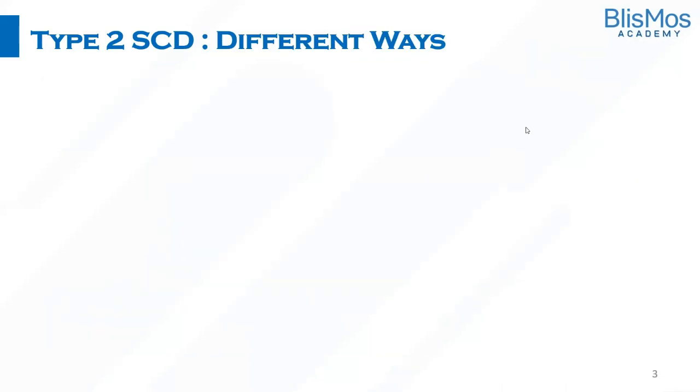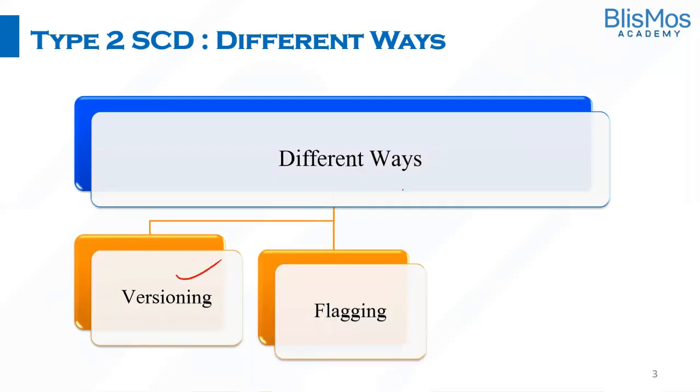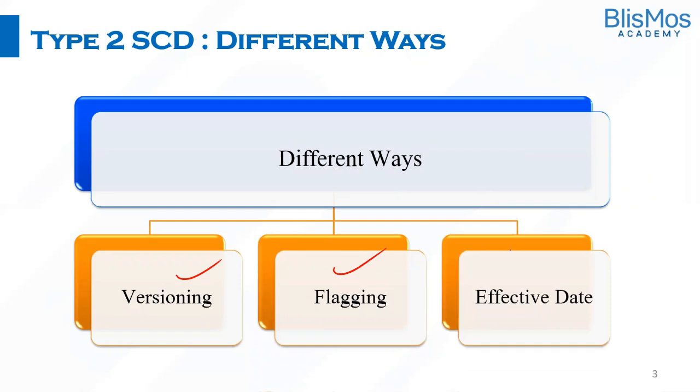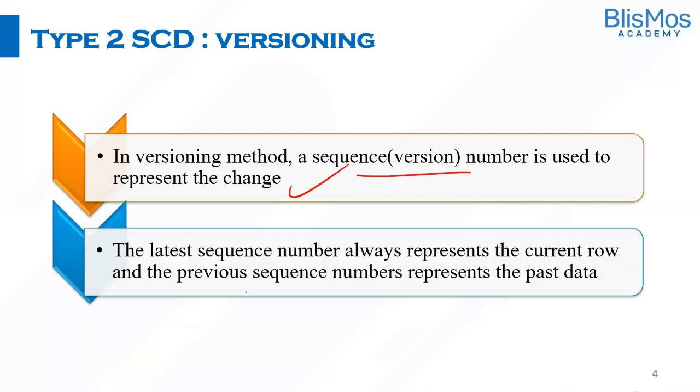There are different ways of tracking the changes in type 2 SCD. They are through versioning, through flagging, and also through effective date. Let us look at them one by one. How do we tackle in a versioning? Very simple. In versioning, a sequence number is used to represent the change. The latest sequence number always represents the current row, in turn the current data. Previous sequence numbers represent the past data.